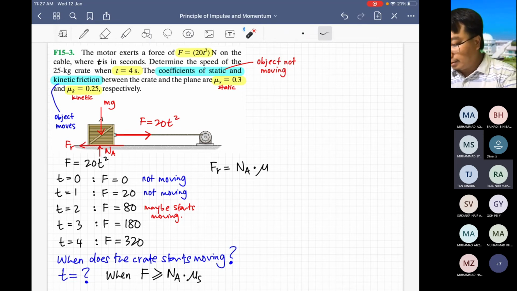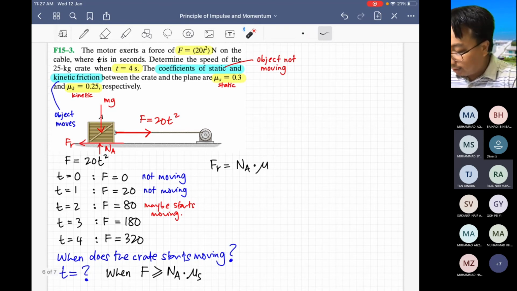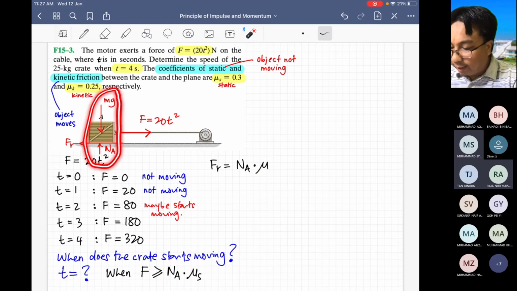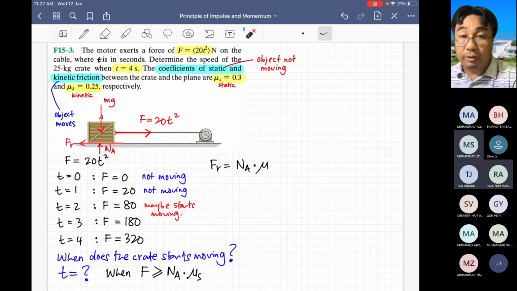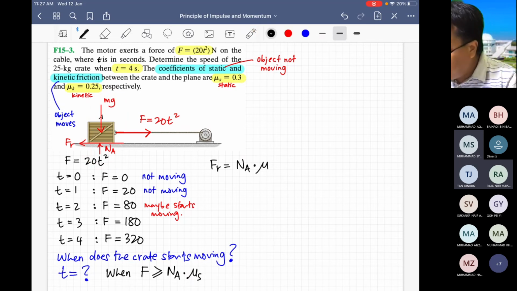So the first thing is to find NA dulu lah. Sebab kita nak calculate friction ni, kita perlu NA. Friction is NA times mu. So kita boleh guna method tadi, okay, untuk calculate NA, because we know that there is no motion in y-axis. So kita boleh gunakan y-axis positif ke atas.